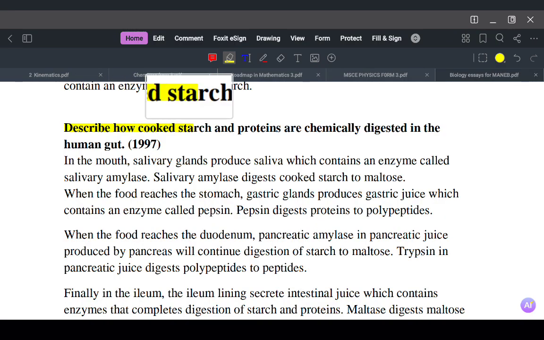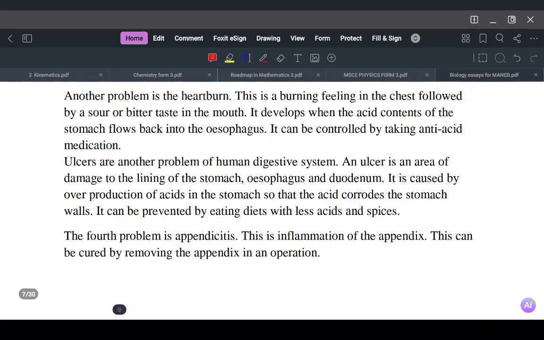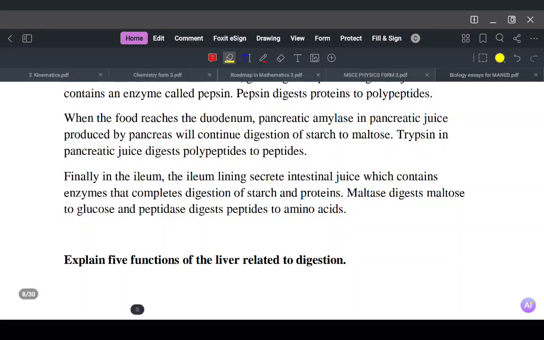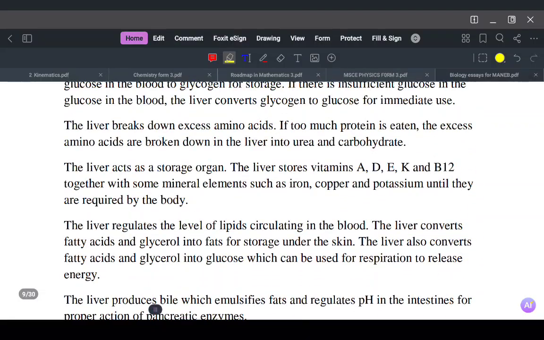Describe how cooked starch and proteins are chemically digested in the human gut. This is the human digestive system. Another one, explain 5 functions of the liver related to digestion. Only those functions that relate to digestion.